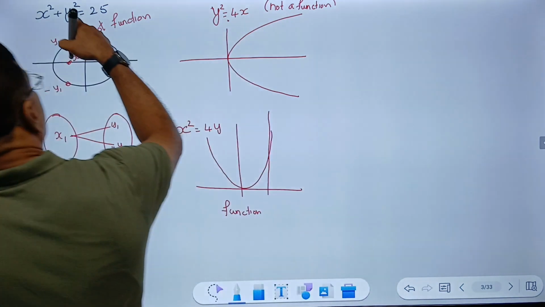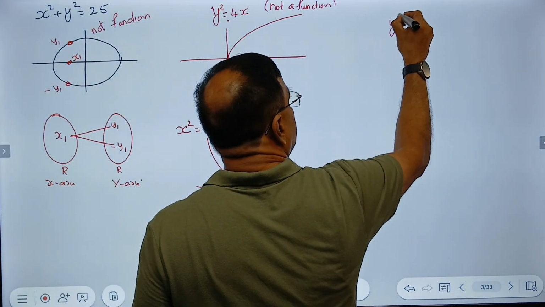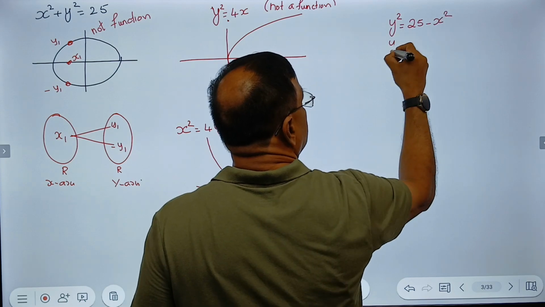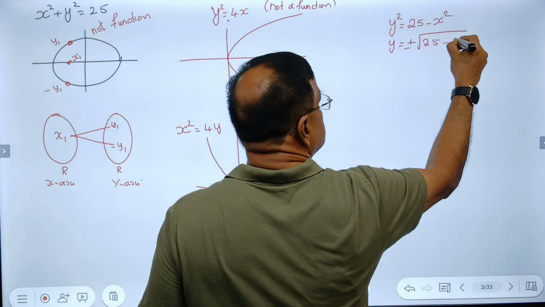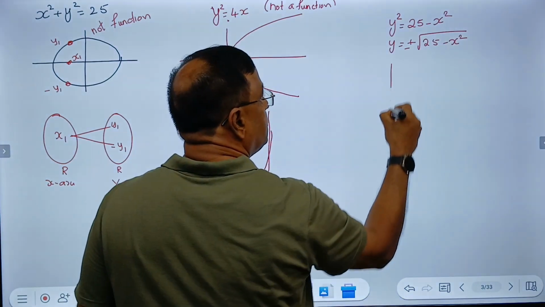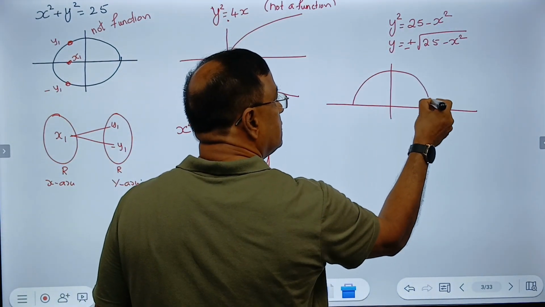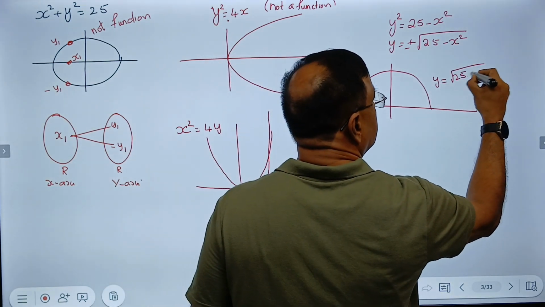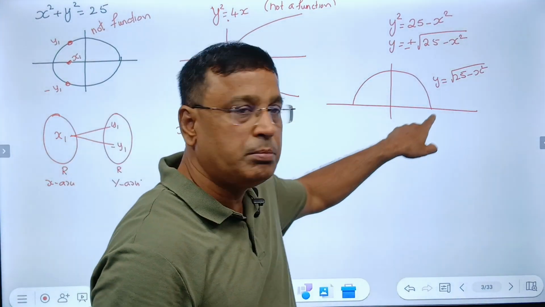Let us take x square plus y square equal to 25. So I will take y square equal to 25 minus x square. So y equal to plus or minus root of 25 minus x square. If I take the positive square root, I get the upper part of the semicircle. This is actually y equal to root of 25 minus x square. If I take the negative square root, I will get the lower part.